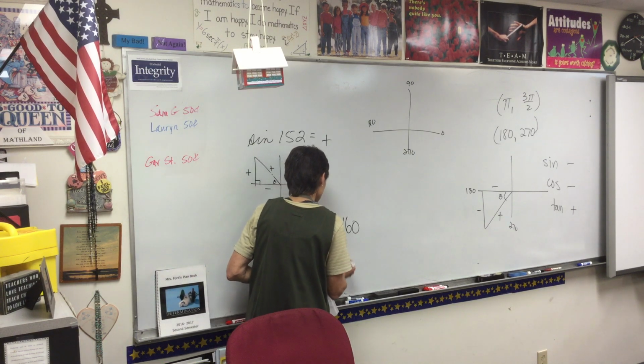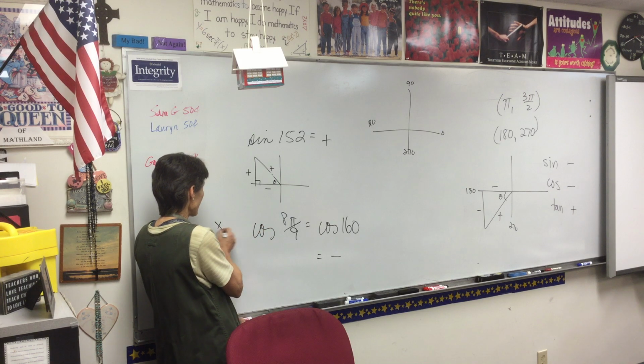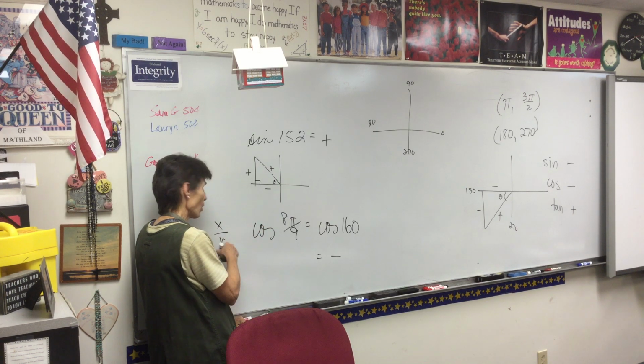Now I want to show you something. Remember your definition of cosine is x over r? R is always positive.